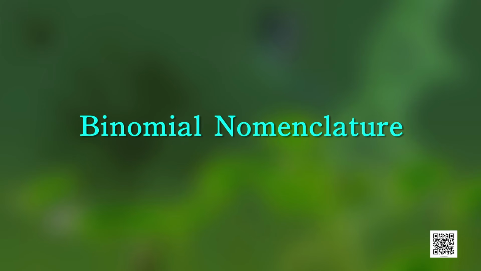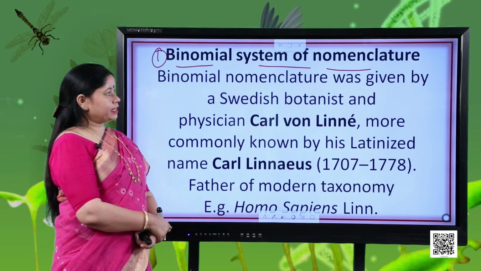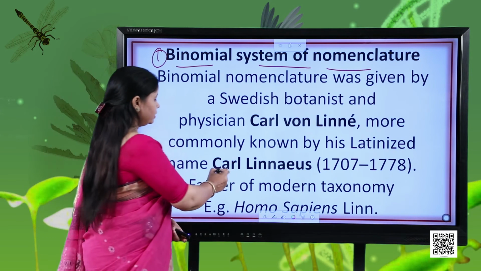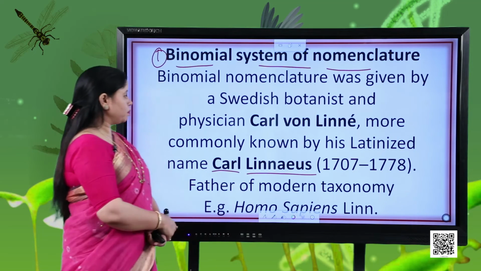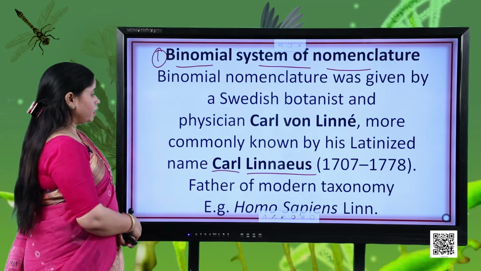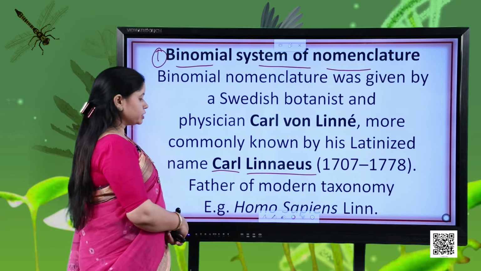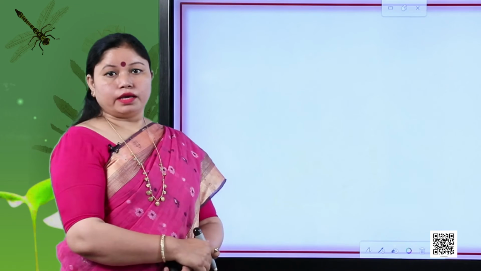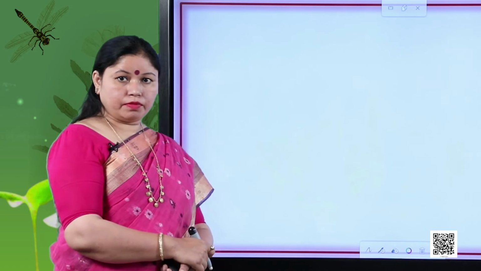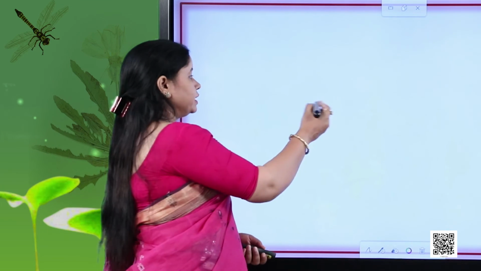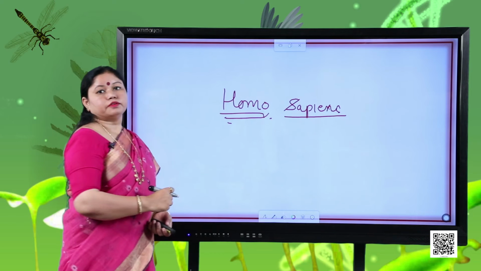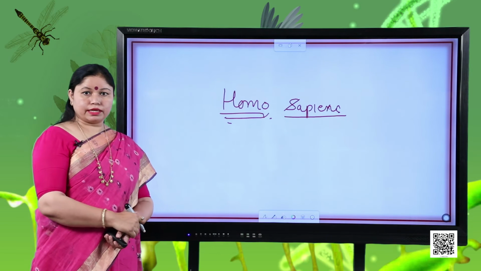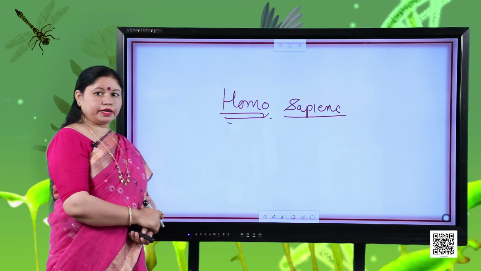Let us understand different types of systems of nomenclature. The first one is binomial nomenclature. Binomial nomenclature was given by Carl Linnaeus, who was a Swedish botanist and a physician, and he is also known as father of modern taxonomy. Let us understand what he said. He said a scientific name must consist of two words. Let us take one example, Homo sapiens. The first word is the genus and the second word represents the specific epithet.